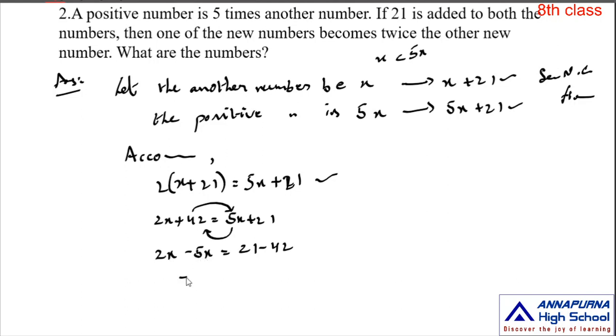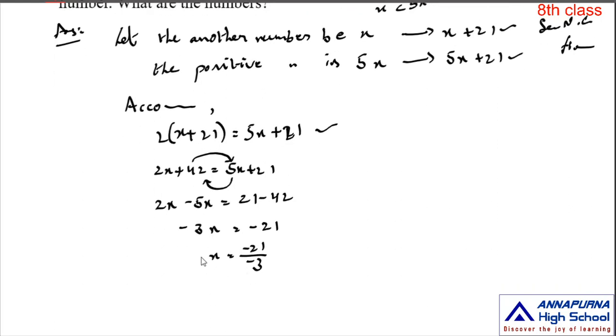So 2x minus 5x is equal to minus 3x, equal to 21 minus 42, which is minus 21. So x is equal to minus 21 by minus 3. Here I am transposing a factor: minus 3 is a factor multiplying x, so when you transpose it to the right side, it divides. So x is equal to minus 21 by minus 3, minus minus cancel, and 3 sevens are 21. So x is equal to 7.